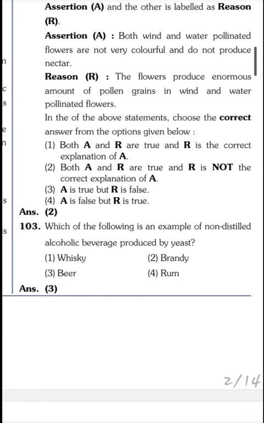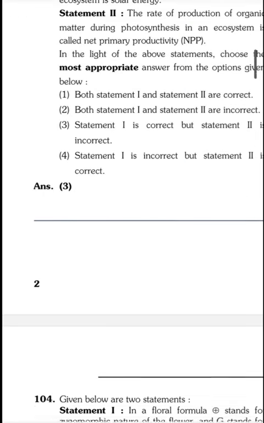Which of the following is an example of non-distilled alcoholic beverage produced by yeast? Without distillation, the alcoholic beverage is beer. Beer is the correct answer.